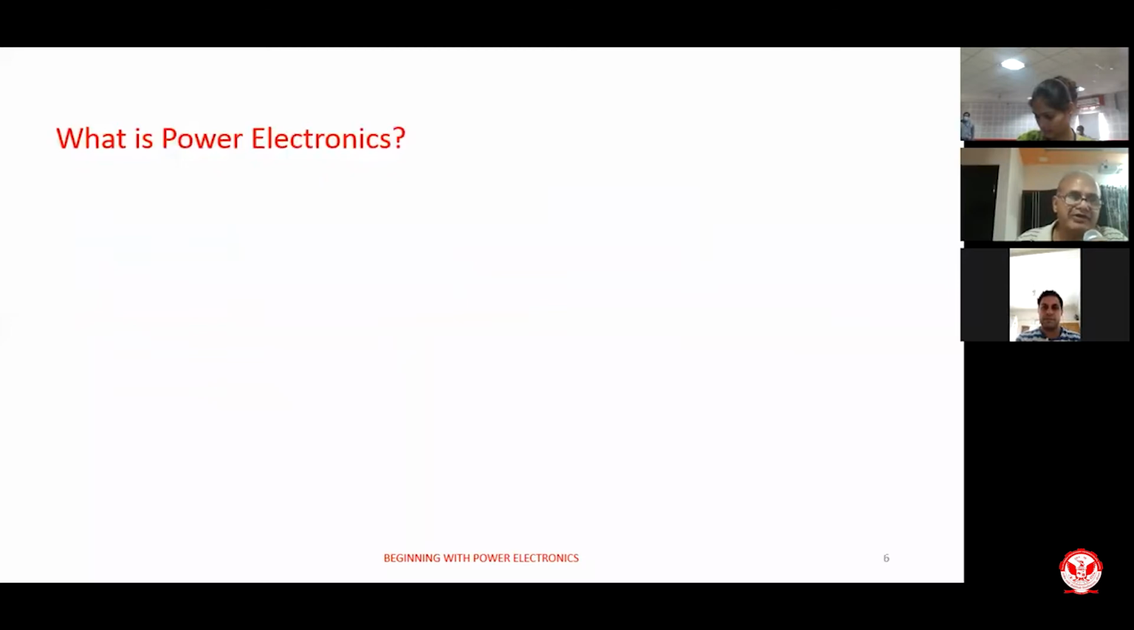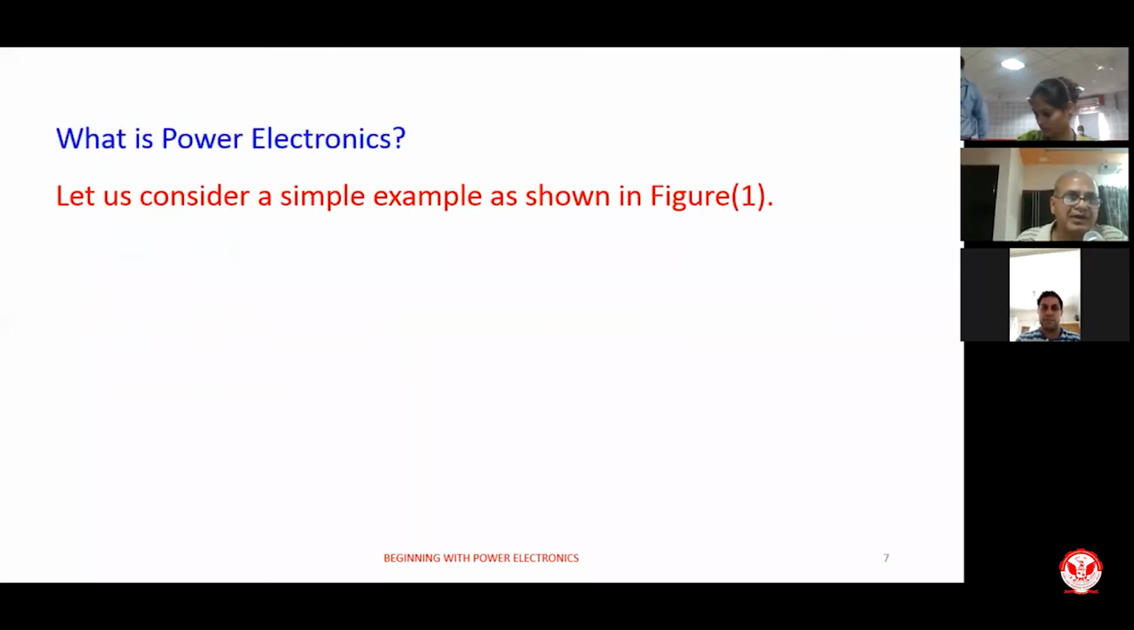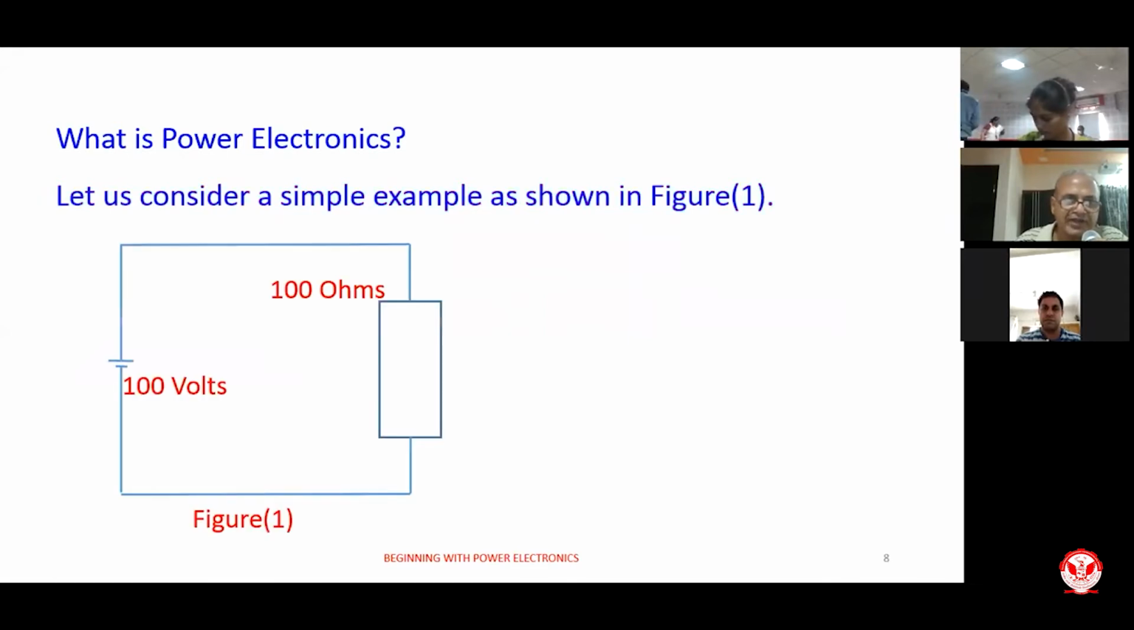Now, try to answer the first question. What is power electronics? Let's consider a very simple example as shown in the figure. In this figure, you can easily note there is a 100-volt DC source feeding power to a 100 ohm load. One can think, what is so special about it? It's a simple network having only two components. But let's explore this example for understanding power electronics.